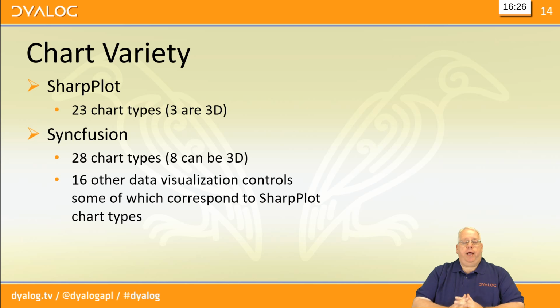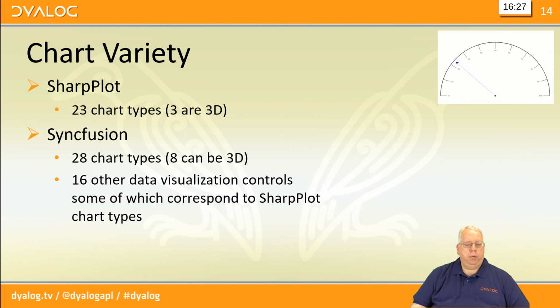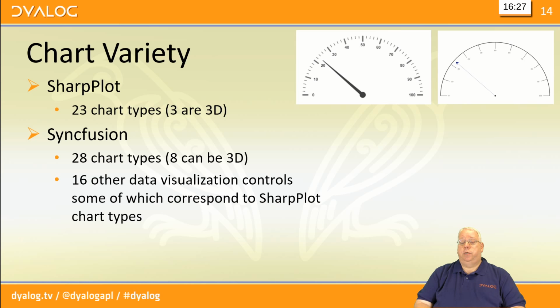So when we look at the variety of charts, SharpPlot has 23 different chart types, and 3 of those are 3D. Syncfusion has 28 chart types, and 8 of those can be rendered in 3D. And then they also have 16 other data visualization controls, some of which will correspond to SharpPlot chart types. So for instance, SharpPlot has a dial, or I think they call it a dial chart type. And it looks kind of like a speedometer. And that's not actually a chart type in Syncfusion, but it's a separate control called circular gauge. So there are some equivalents between some other Syncfusion controls and some of the SharpPlot chart types.